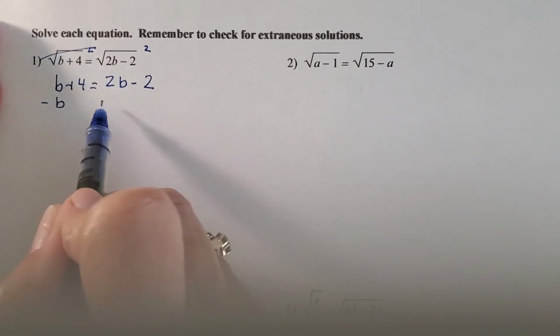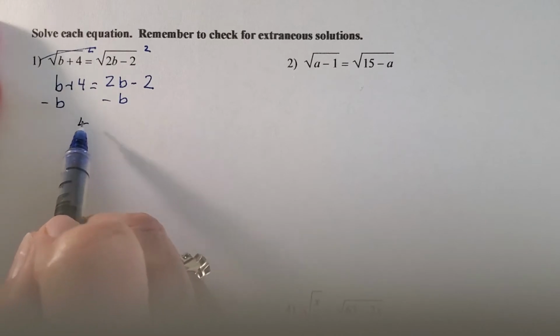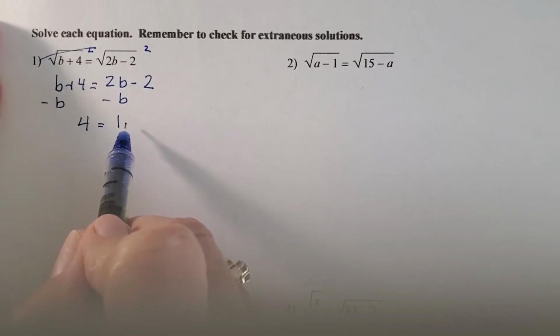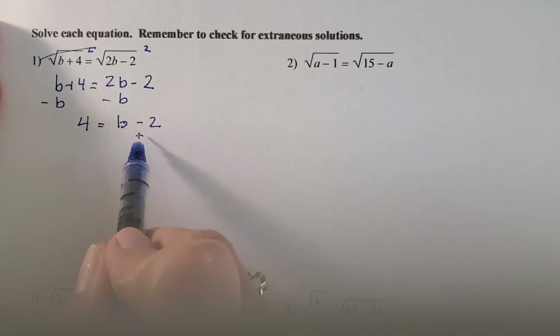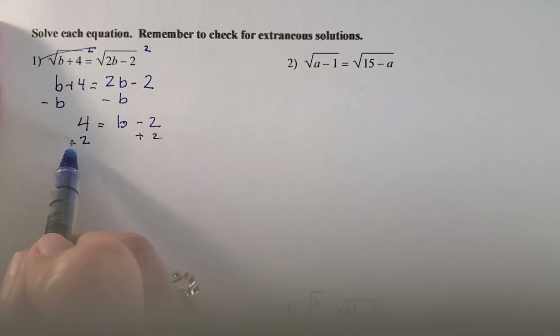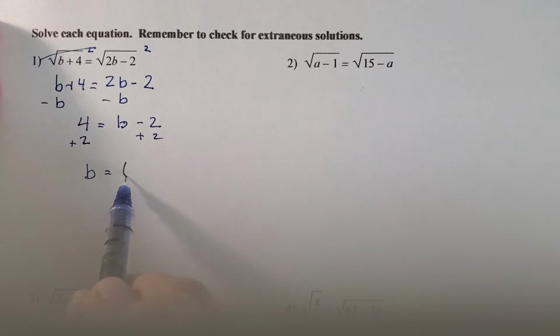Get all your b's on one side. So we have 4 equals b minus 2. Get b by itself, so we'll add a 2 to both sides. And we get b equals 6.